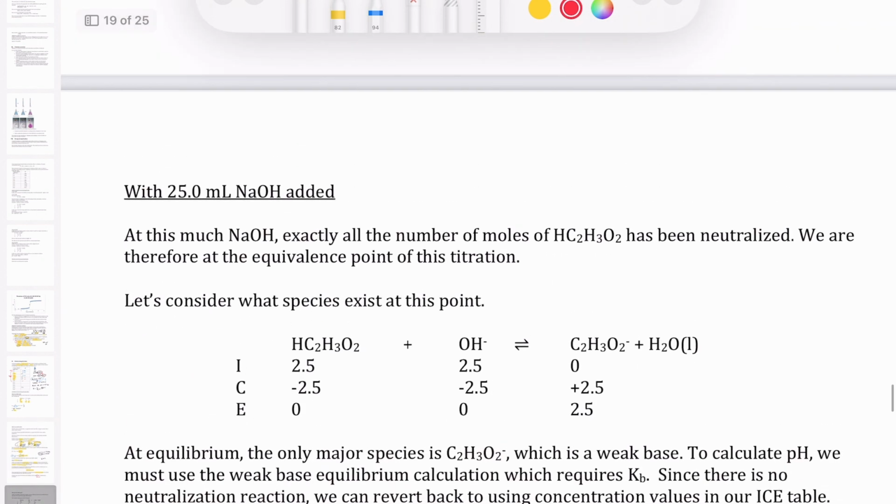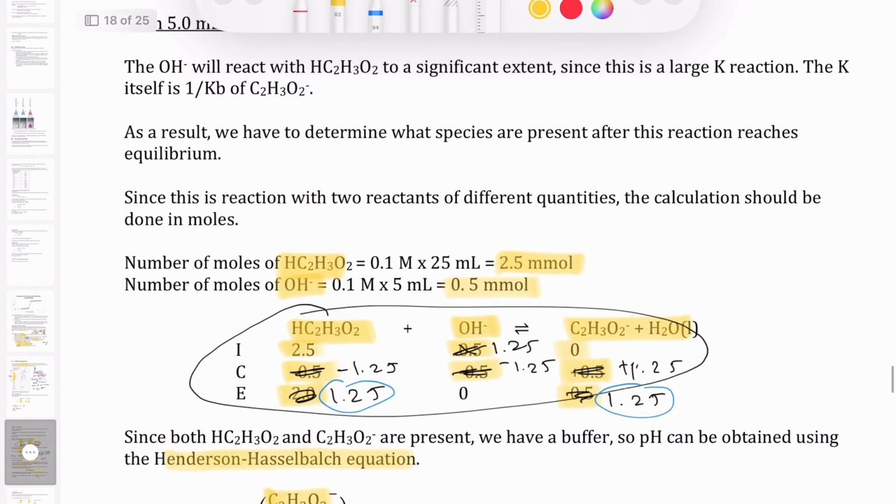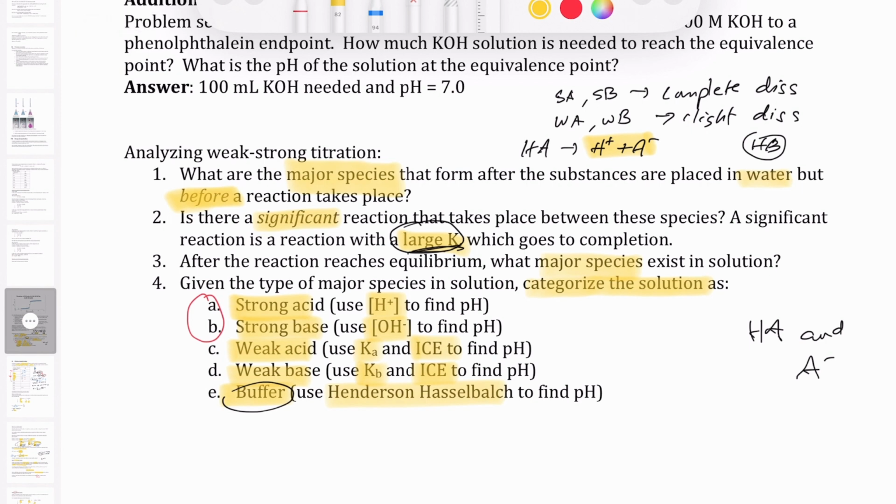Why is that? Because at that point, you've added exactly the same number of moles of OH minus as the amount of acetic acid that you have. So therefore, all of the acetic acid and the OH minus are gone, leaving you at equilibrium with only the conjugate base. So going back to our analysis step, after the reaction reaches equilibrium, what major species exist? All I have now is A minus in my solution.